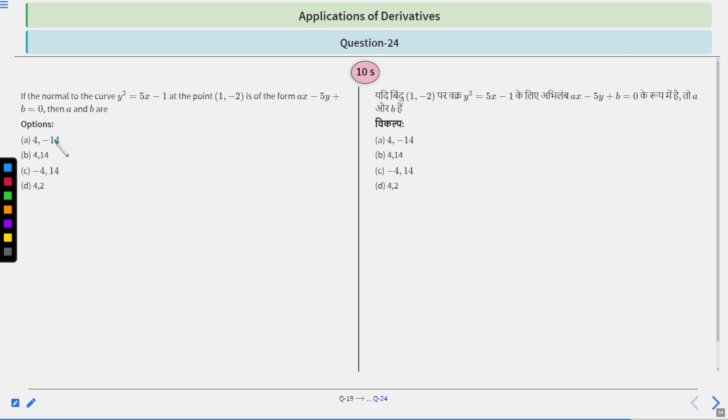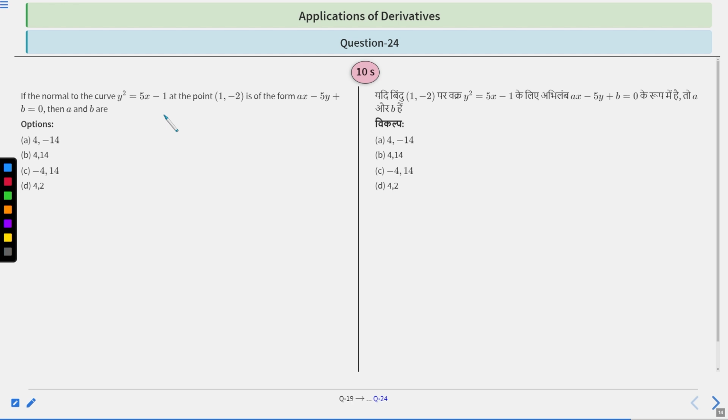Question number 24, which says, if the normal to the curve y square is equal to 5x minus 1 at the point (1, minus 2) is of the form ax minus 5y plus b is equal to 0, then a and b are. What will be a and b?